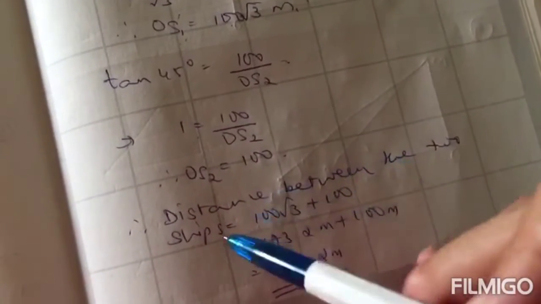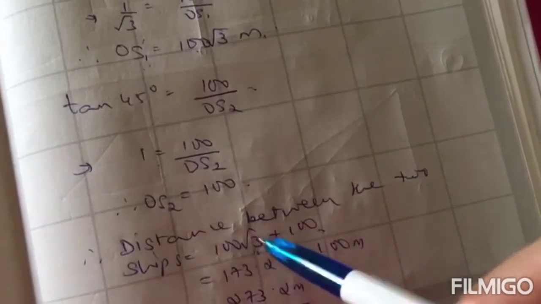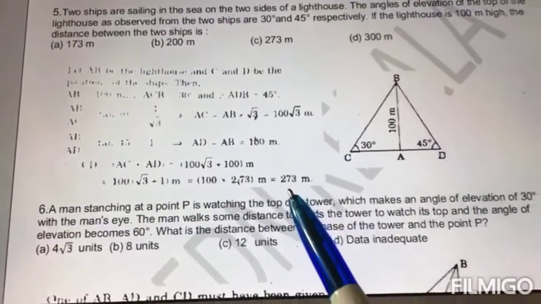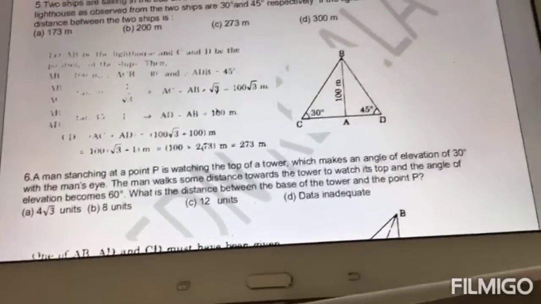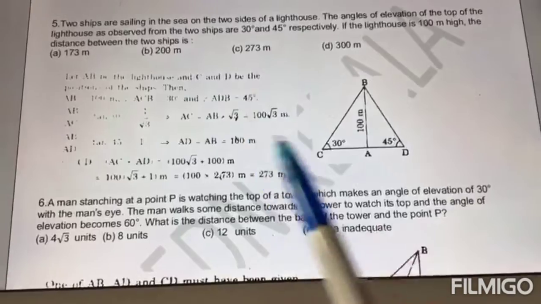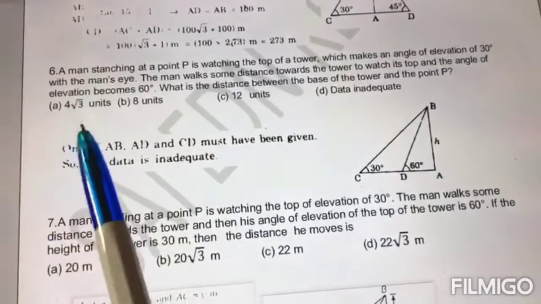Therefore, the distance between the two ships is 100 root 3, which is OS1, plus OS2, which is 100. We know root 3 is 1.732, so 100 into 1.732 is 173.2 plus 100, which is 273.2 meters. Here they have rounded it off, and that is also correct, 273 meters. So remember one thing, whenever you're given questions relating to height and distance, please draw the diagram and make sure it is correct. Okay, let's move on to number 6.